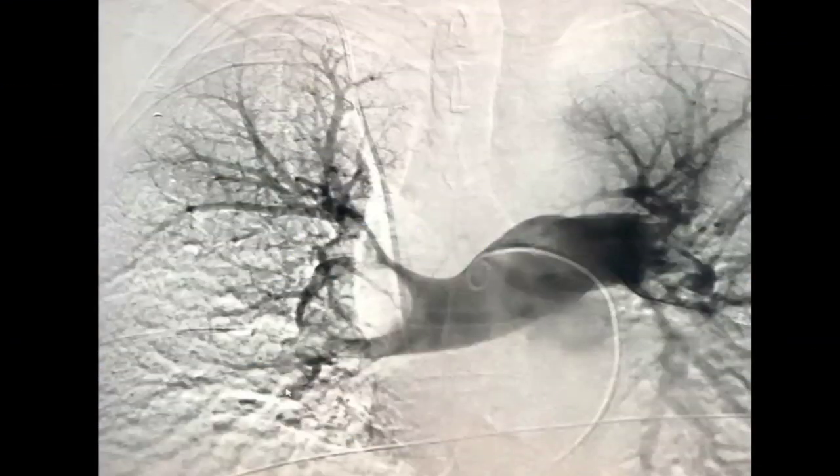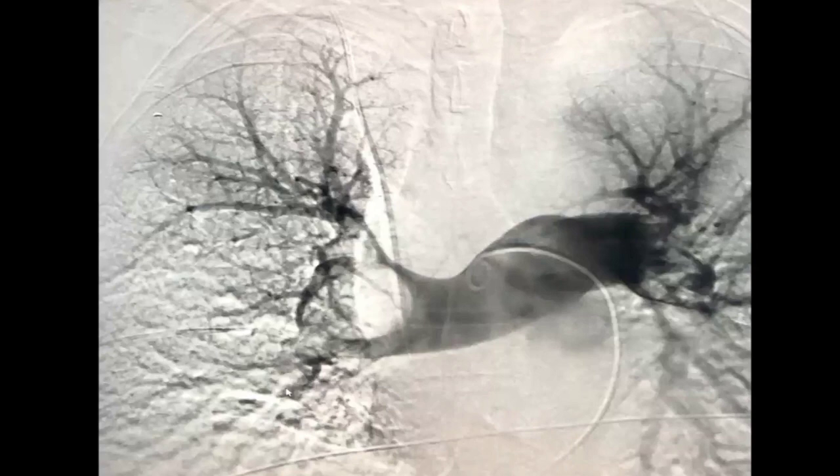This is a venous angiogram. Showing an area of narrowing along the superior pulmonary vein, right-sided superior pulmonary vein. Let me stop you there.